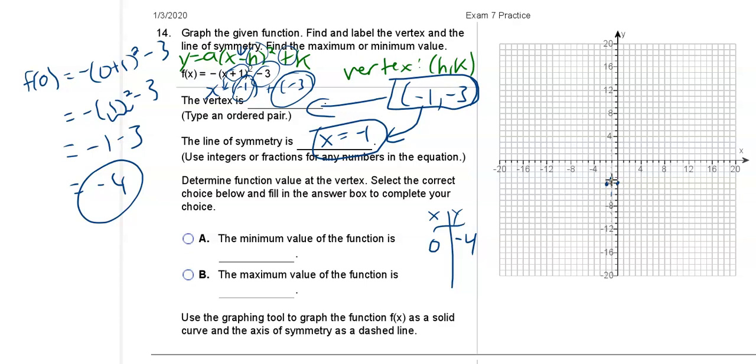Connect these points as a parabola, right? It's going to look something like this. And I'm just going to keep it short and simple. All right, so there's our parabola.